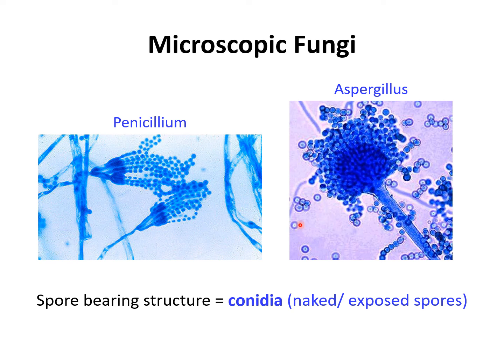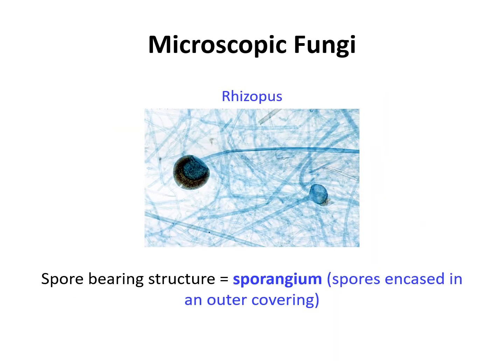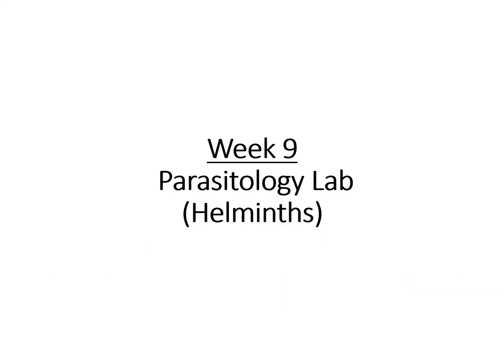But go ahead and, as I said, make sure that you are able to differentiate and identify them under the microscope. We also have another example. This is the rhizopus fungus, and you can see that their spores are found within a sac, and so we call it the sporangium. And so the spores would be found within this sac right there.